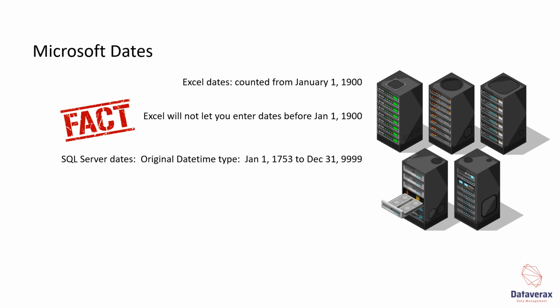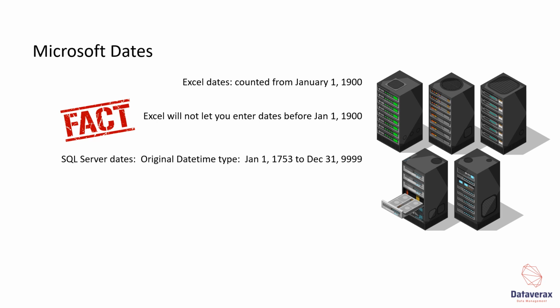SQL Server also has some special attributes. It had an original date-time data type, which was called simply datetime, and this had a date range from January 1st, 1753 to December 31st, 9999. Now, I had some fun with this one when I was loading data out of an Oracle system that had one date with the year 1080 instead of 1980, and SQL Server rejected that because it was outside of the prescribed range.